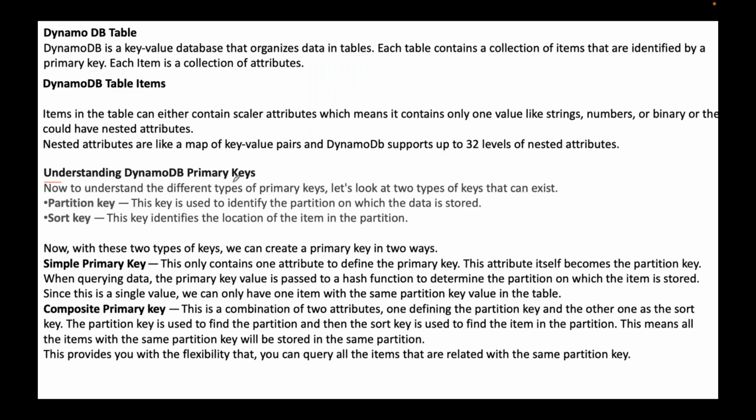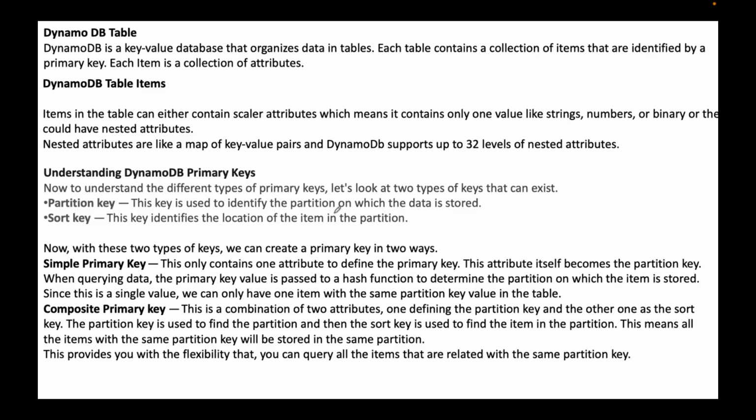In DynamoDB, there are different types of primary keys you can use. The partition key is like a unique key, the key used to identify the partition on which the data is stored. And a sort key identifies the location of the item in a particular partition. So the partition key and sort key will be used by DynamoDB to uniquely identify where exactly the data is stored in the DynamoDB service.